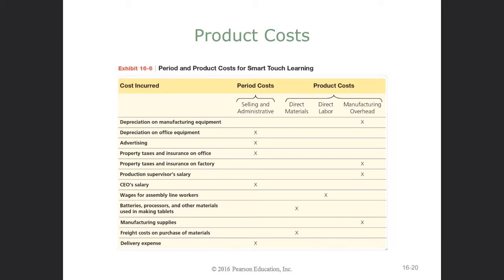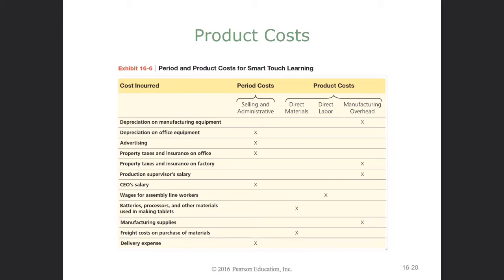So that's why it would be called a period cost, but it's not. Advertising isn't going directly into the car. The tires are going directly into the car, and what we're paying the people to put the car together is going directly into the car, but not the advertising.